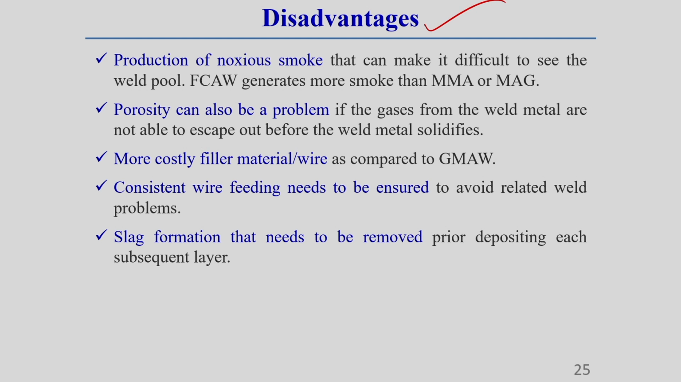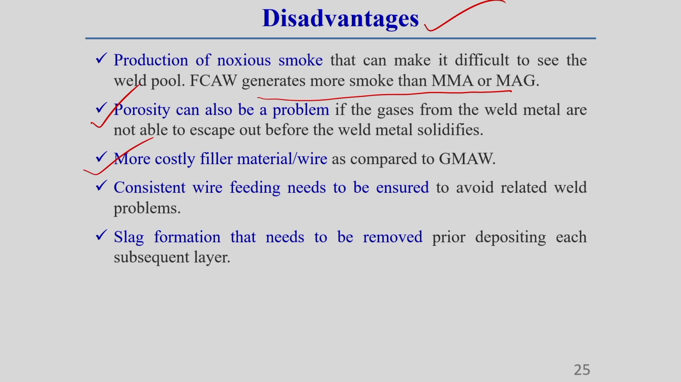These are the disadvantages of this welding process. It produces generally toxic smoke, which can make it difficult to see the weld pool. Flux core arc welding generates more smoke than SMAW or the MAG welding process. There is a chance of generating porosity, because whatever gas is formed by the burning of the flux or core ingredients, if it is not able to escape properly, there is a chance of porosity formation.